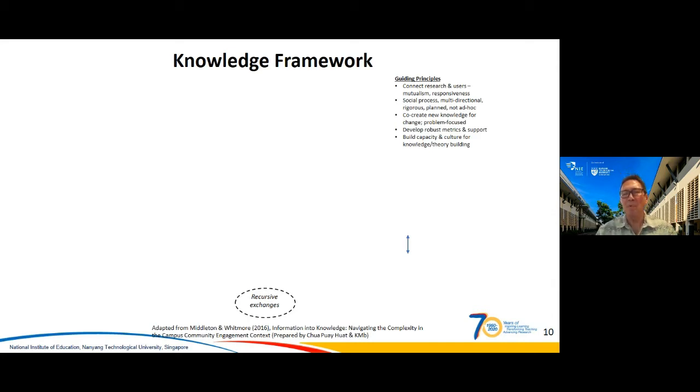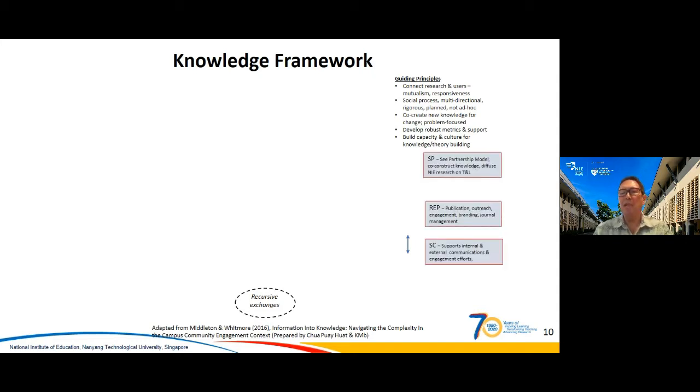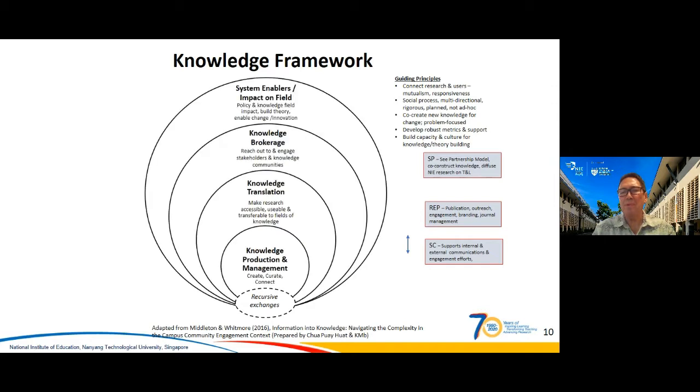It might seem quite complex, but if you see our guiding principles, they really address some of the core problems and ideas that I've mentioned in the previous slides. We really want to connect up research and users. It's based on mutualism and being responsive. It's more of a social process. It's more about the social construction of knowledge with stakeholders, about co-creating new knowledge for change. It's problem focused and so on. If we think about the different units that we have within OER, for example, these units will work together following these kinds of principles. And this is the heart of the framework here.